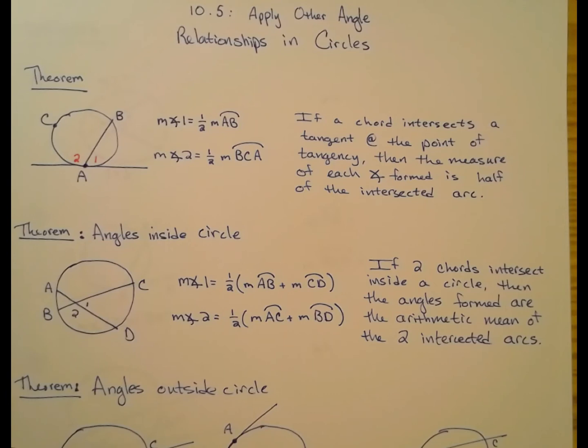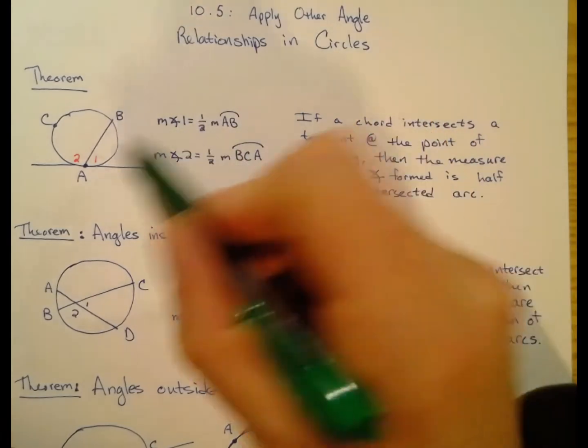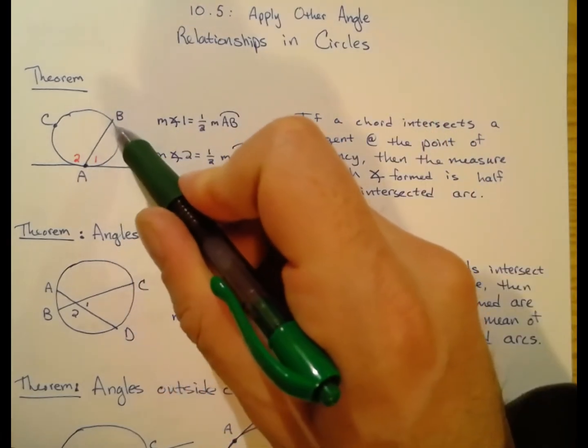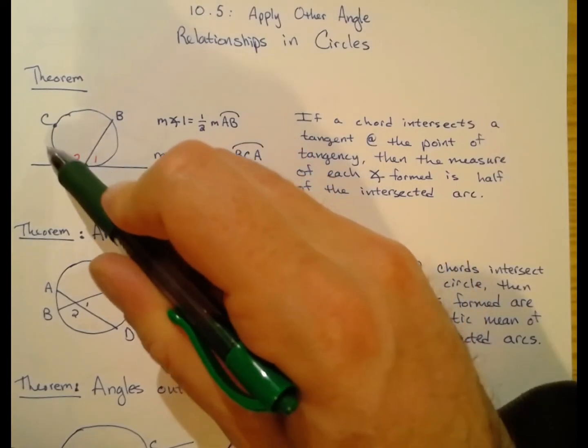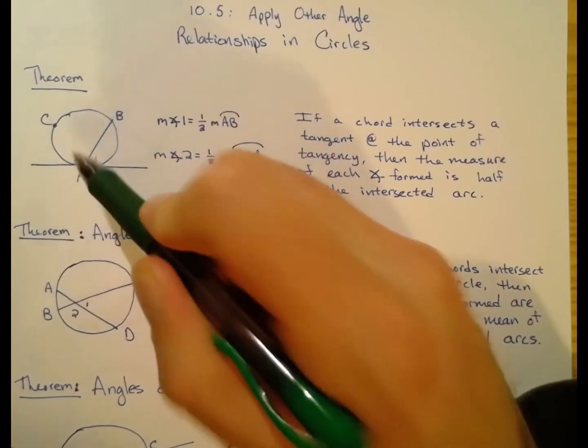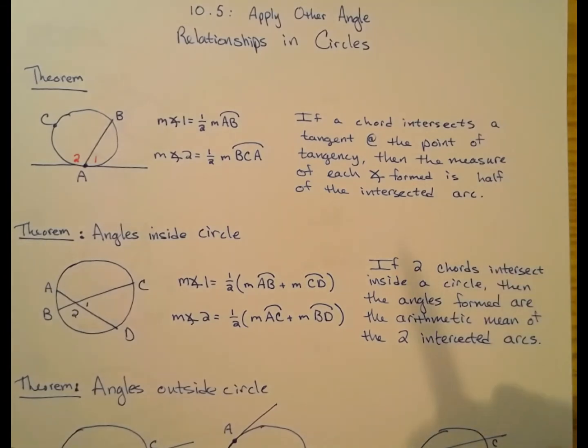The angles formed between the chord and the tangent are exactly half the measure of the intercepted arc. So angle 1 here is half the measure of this arc, and angle 2 here is half the measure of the major arc.